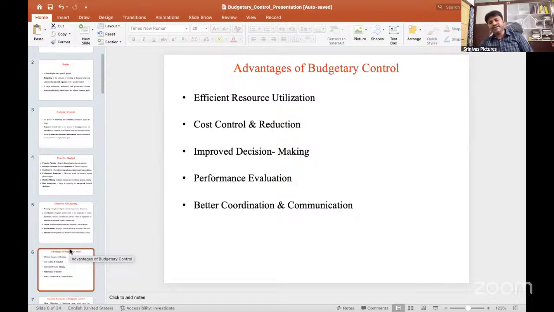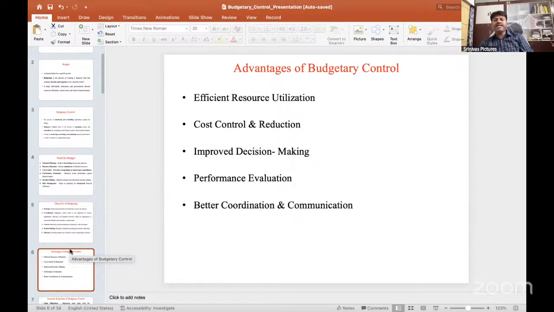Improving the decision making. So improving the decision making means what? With a proper plan, at the right time, we are going to take the right decision. Performance evaluation. How much you are spending department-wise, in the various departments involved, and how much result, how much output there is, that is going to be evaluated. Once the evaluation is completed, you are able to find out which department is performing well and which department is not performing well.